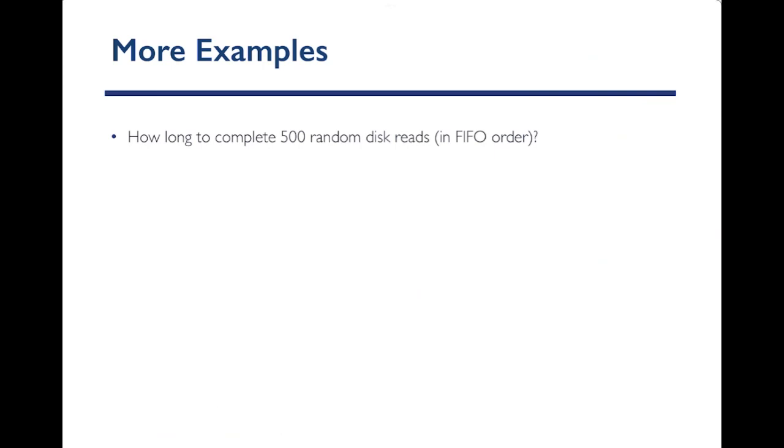So let's look at some more examples. Let's look at 500 random disk reads, and let's assume that we're looking at these in a FIFO order. So first request in, first response out. So in the previous example, we saw that each random disk read takes on average about 10 milliseconds. So if you have 500 of them, you're going to spend this much time to do all of those.